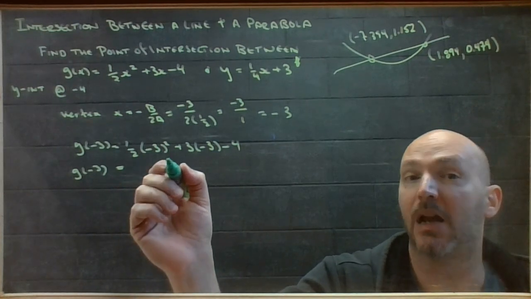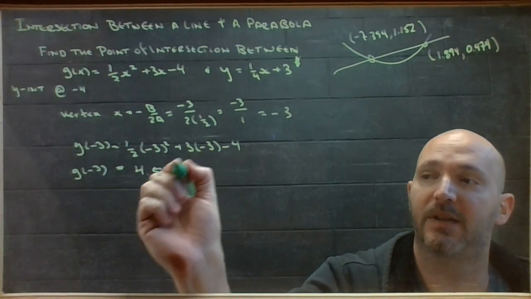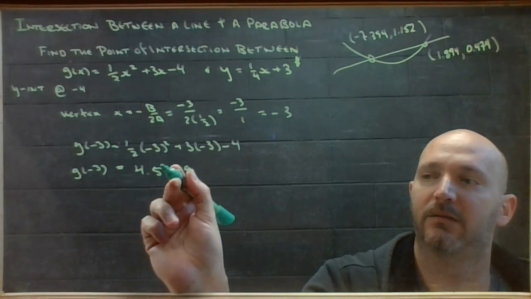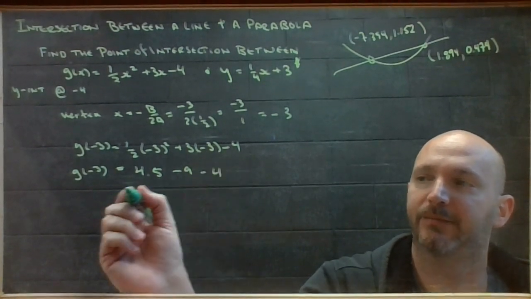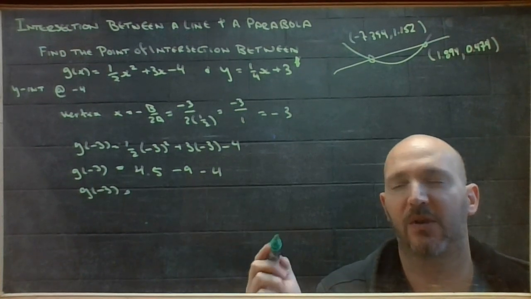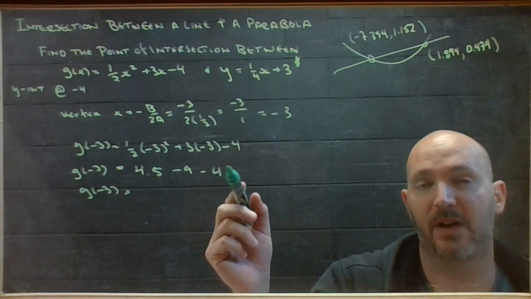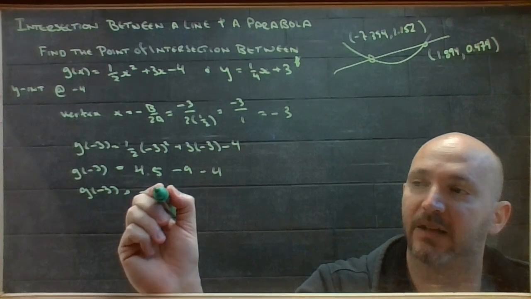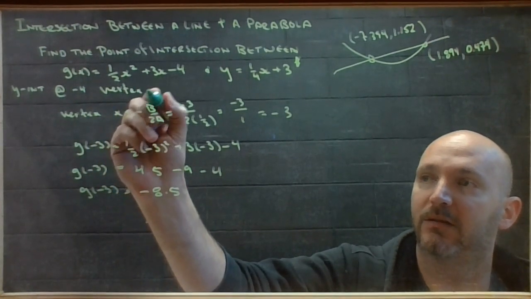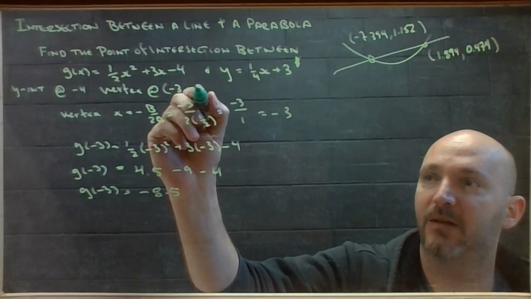Negative 3 squared would be 9. Half of 9 is 4.5. 3 times negative 3 is negative 9. Negative 4. 4.5 subtract 9 is negative 4.5, and negative 4.5 subtract 4 will give me negative 8.5. So I have a vertex at negative 3 on the x, negative 8.5 on the y.